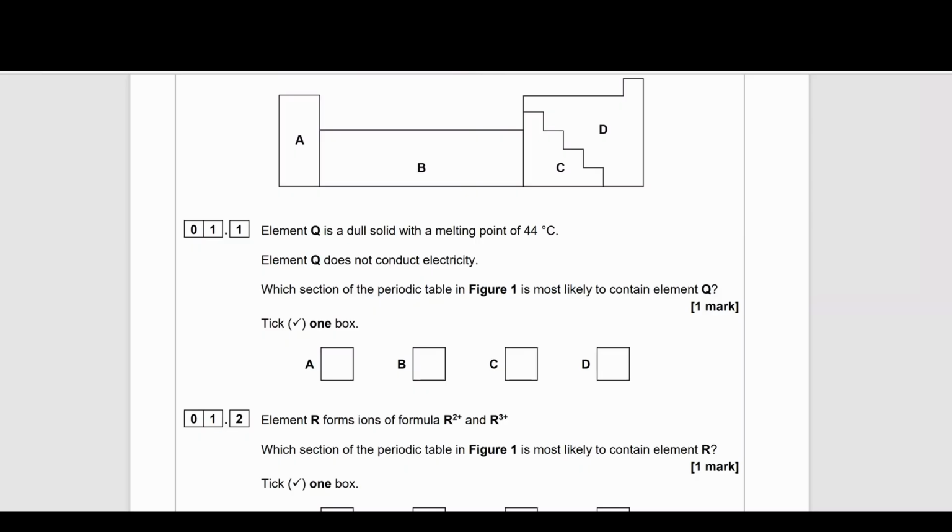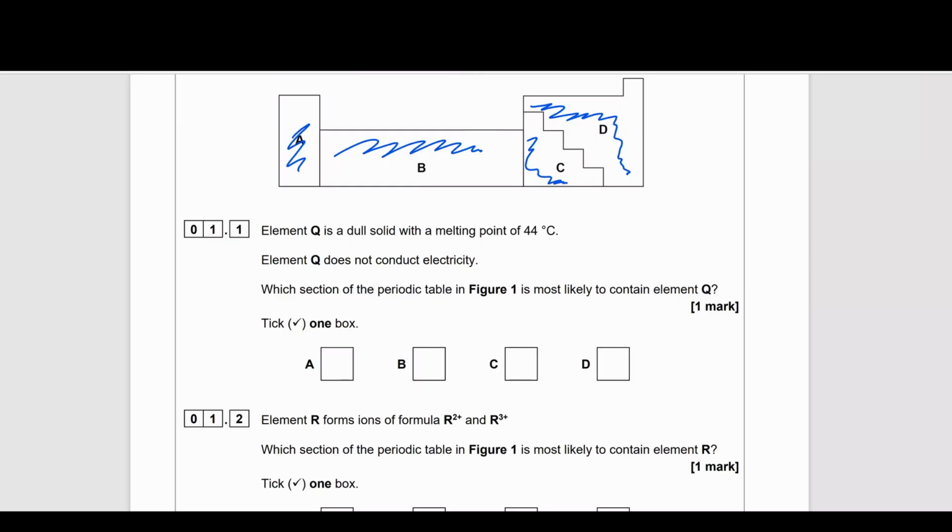So we have to remember how the periodic table is arranged. It's arranged into two parts, really, metals and non-metals. So all of our part A are metals, all of our part B are metals, some of our part C are metals, and some of it are liquid metals, and part D are non-metals.